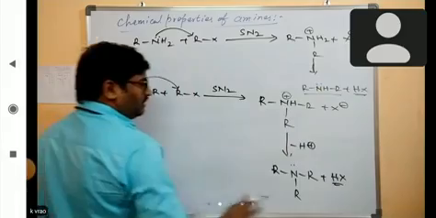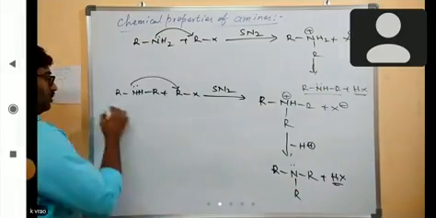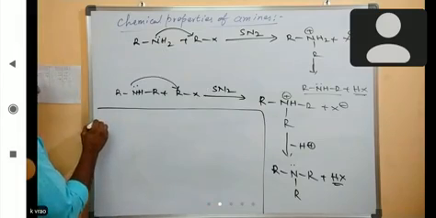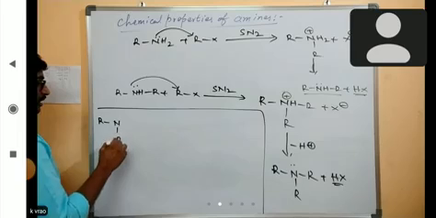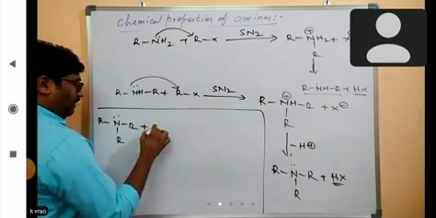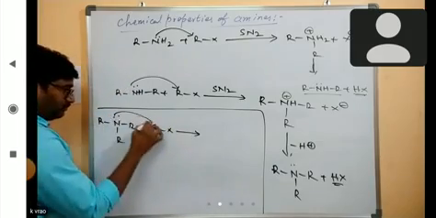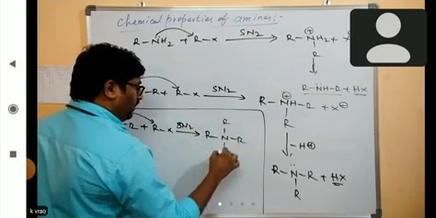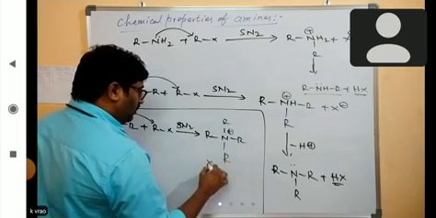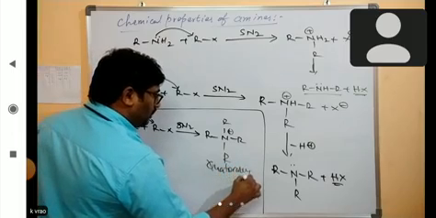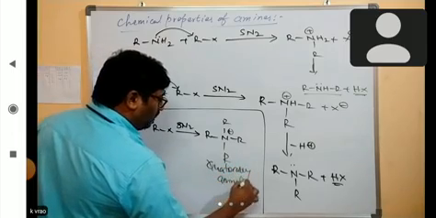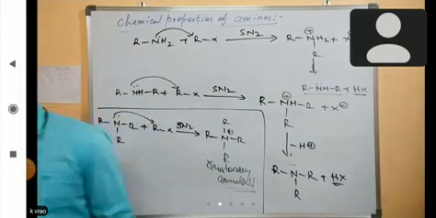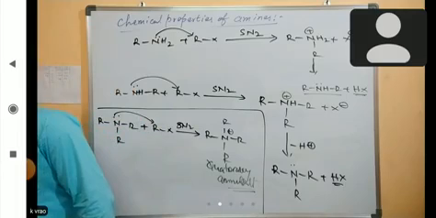Alkylation of the primary amine gives a secondary amine. Alkylation of secondary amines gives a tertiary amine. And alkylation of tertiary amines gives a quaternary ammonium salt. See here, R N R R with the lone pair plus RX gives, by SN2 reaction, R N R R R with the positive charge. This is a quaternary ammonium salt. What are quaternary ammonium salts? Amines are considered derivatives of ammonia, so it is called a quaternary ammonium salt.